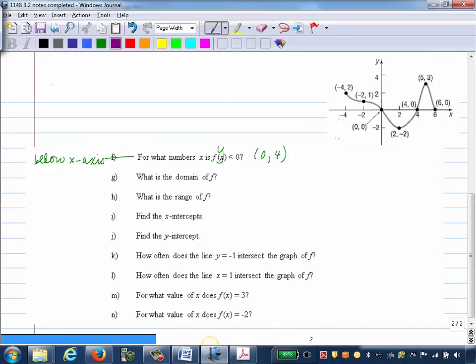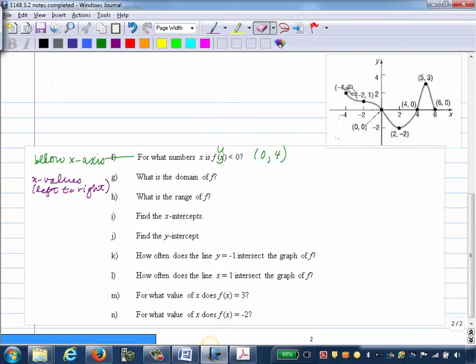Part G. What is the domain of f? So to refresh, remember the domain is all the set of x values that this graph would span. And we always want to go in increasing order, which would be left to right. So we want the x values, and if you want to write yourself a note here, we want the x values always going in order left to right. So you want the left and right boundaries of this graph.